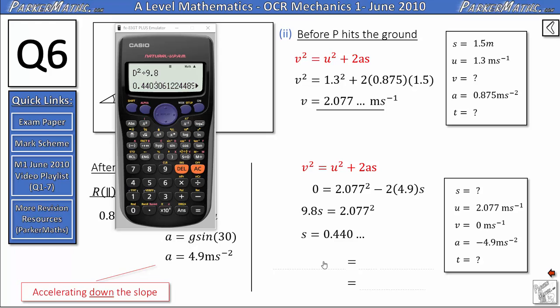Finally, I need to figure out the total distance travelled. Well, remember, it travelled 1.5 meters up the slope before P hit the ground, and then after P hit the ground, it travelled 0.44 meters up the slope. So all I've got to do is start with 1.5 and add on my new part, and that gives me 1.94 meters to 3 significant figures.